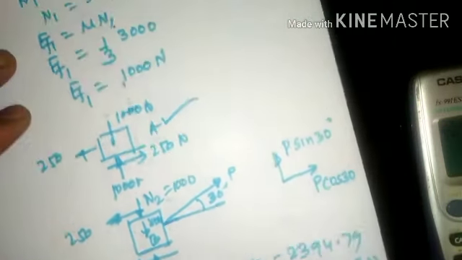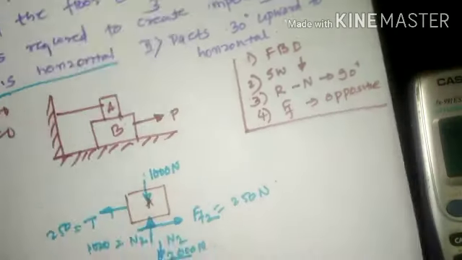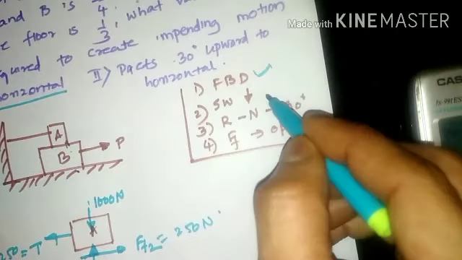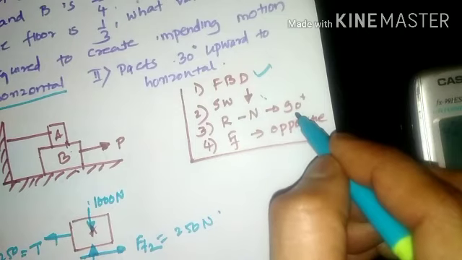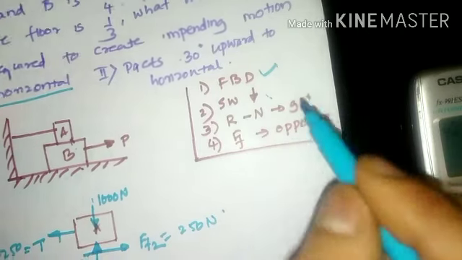So this is how we are supposed to solve when P is placed horizontal and when P is placed inclined. The basic step here is, first we need to draw the free body diagram. Self weight is downward, reaction is perpendicular, and frictional force will be opposite.